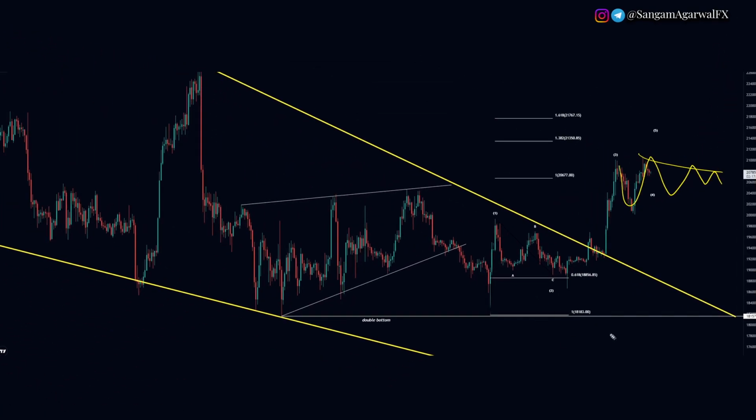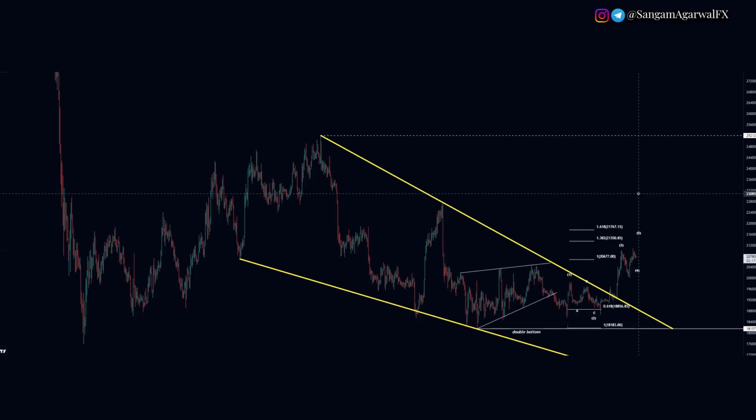But on the H4 time frame, this white support level is your key support. As long as it is trading above this support level, price is bullish for Bitcoin in the short term, and you can target up to the previous high at the 25,000 level.